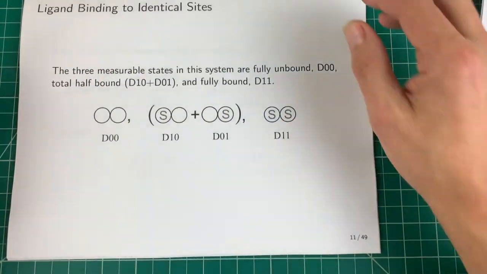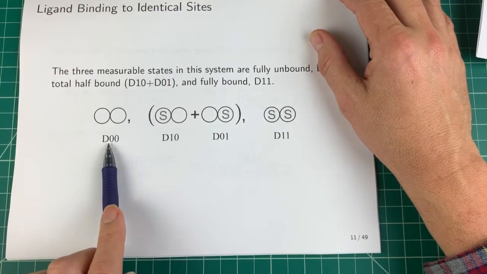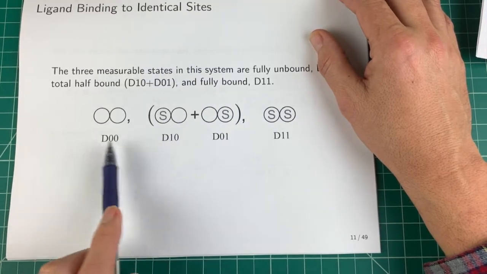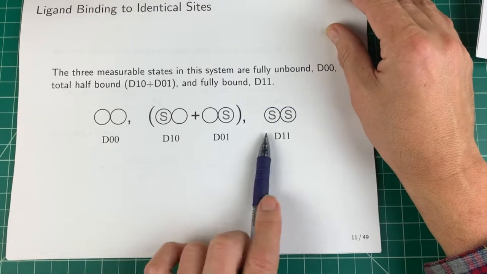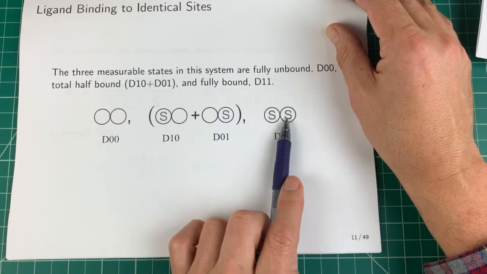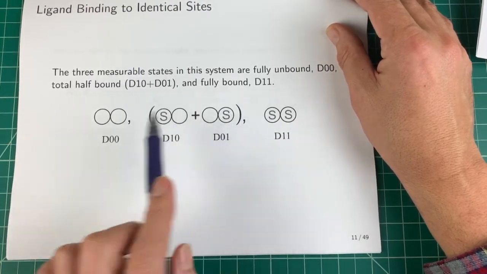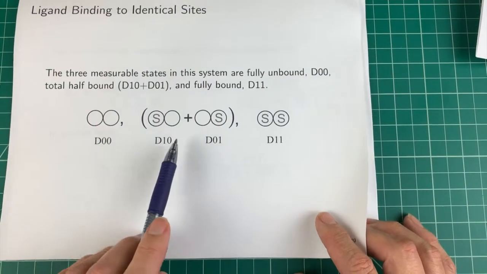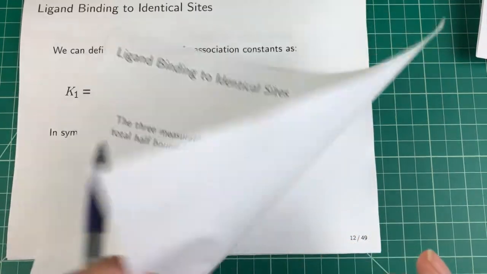So these are the three states: fully unbound, fully bound, and then the sum of the two bound states. I'm going to use this terminology: D00 for fully unbound, D11 for fully bound, and then the partially bound ones are D10 and D01, depending on which side of the ligand is bound. And what's measurable, of course, is the total. I can only measure the total.